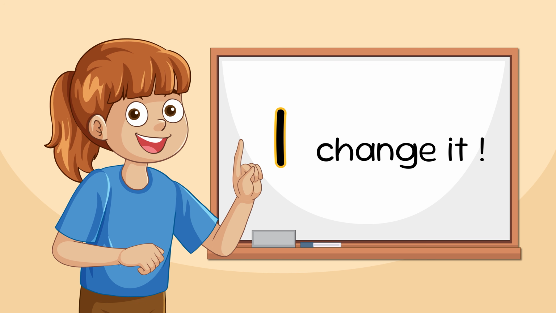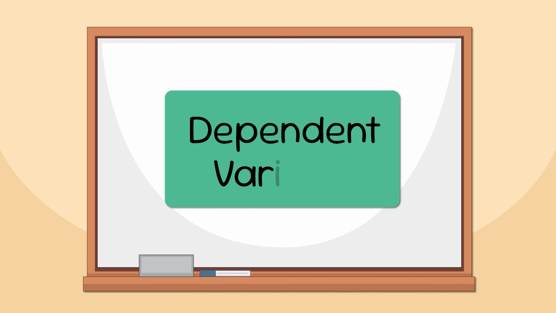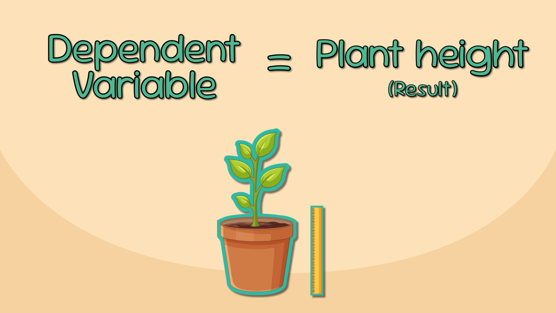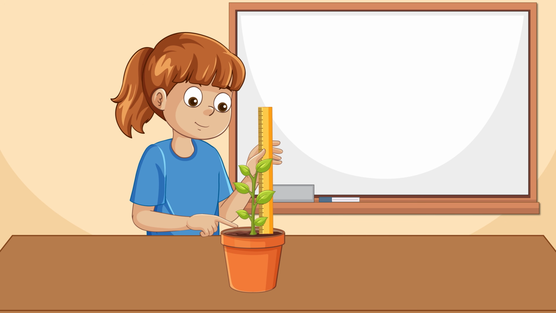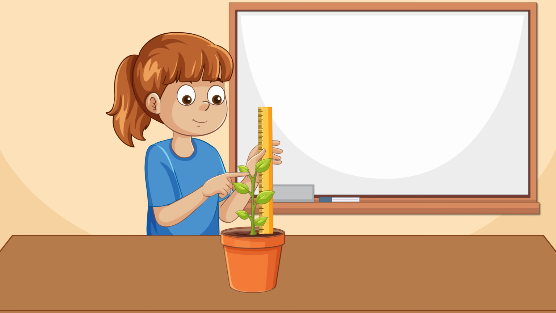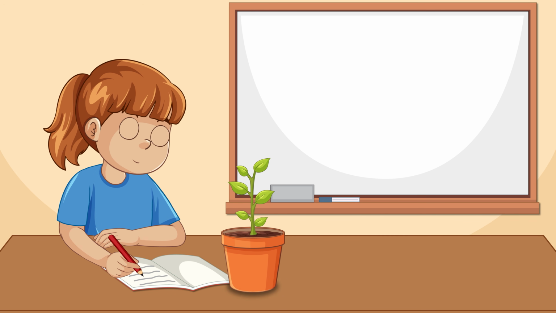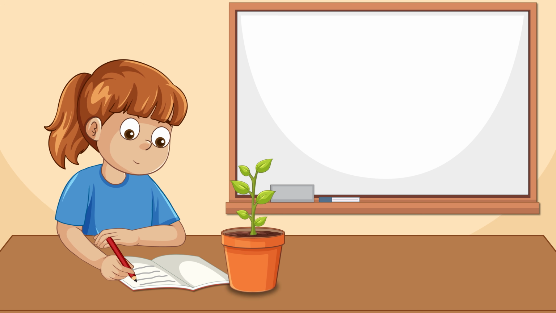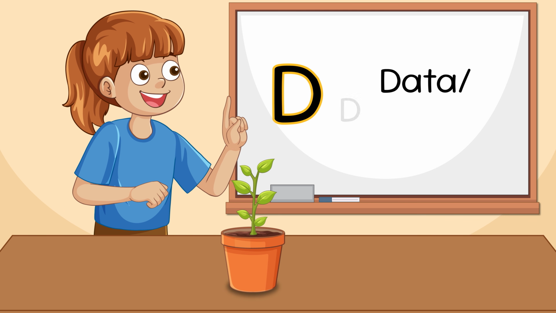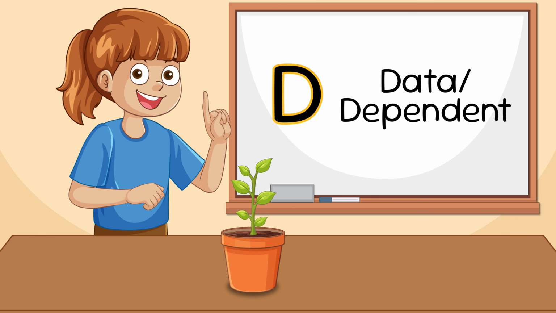I for independent, I. The second is the dependent variable. This is what she measures, the result. Here, that's the height of each plant, measured in centimeters after a set number of weeks. She doesn't control this value, she simply records what happens. An easy way to remember: it gives you your data. D for dependent, D for data.